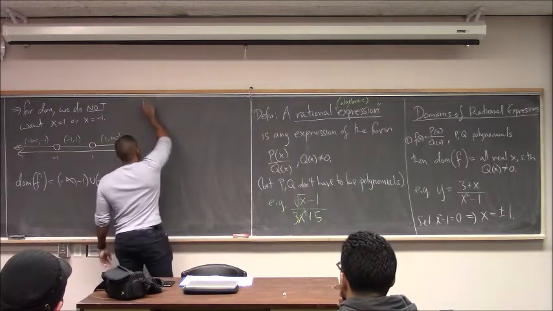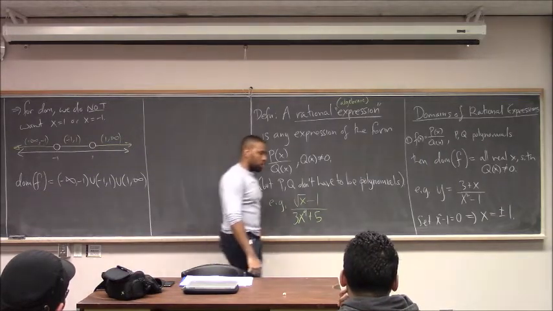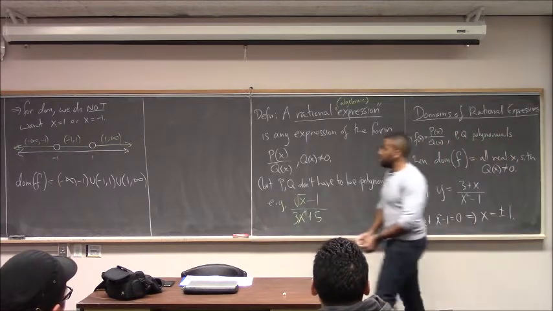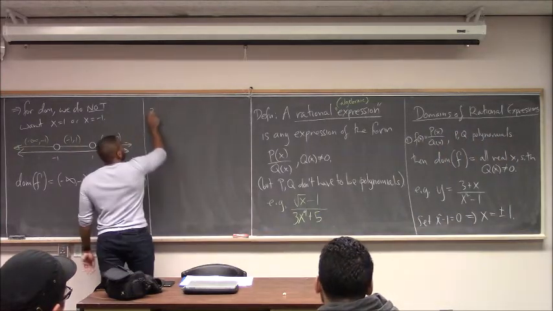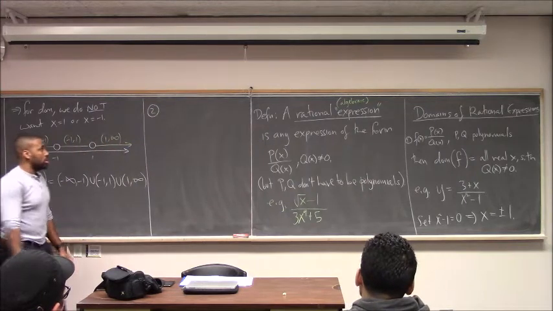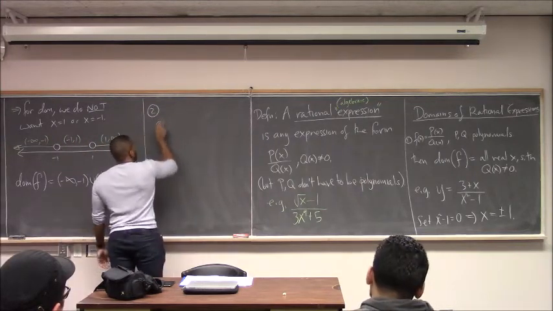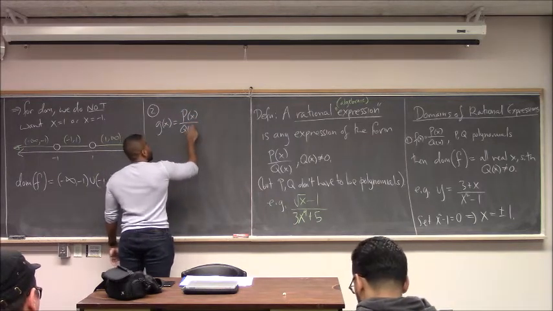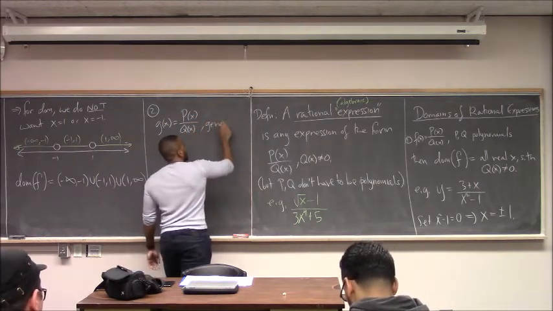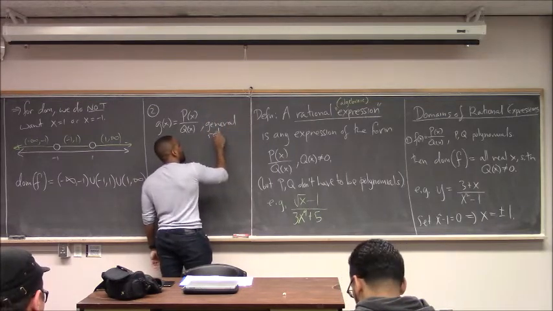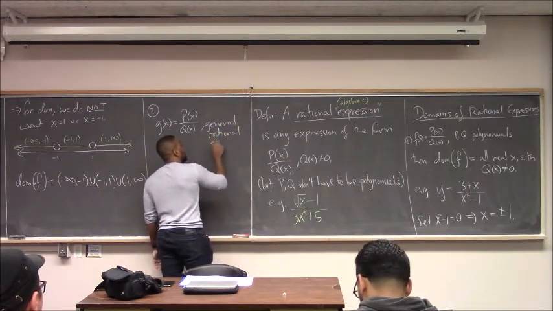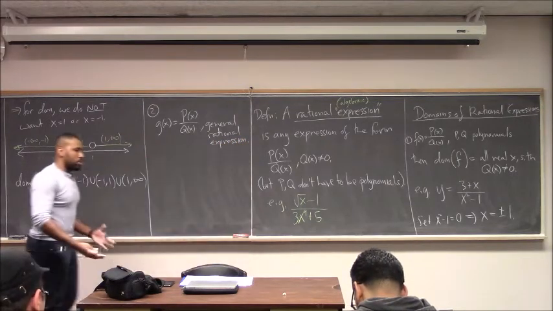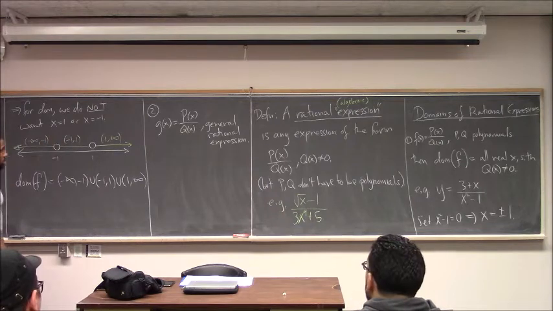So now, if you have two polynomials, that's all you need to worry about. For general expressions, though, this is not the case. So that's the second situation for the domain here. Let's call this g. Let's say this is p of x over q of x, and this is just a general rational expression. It doesn't have to be polynomials, you can throw whatever kinds of functions in there.